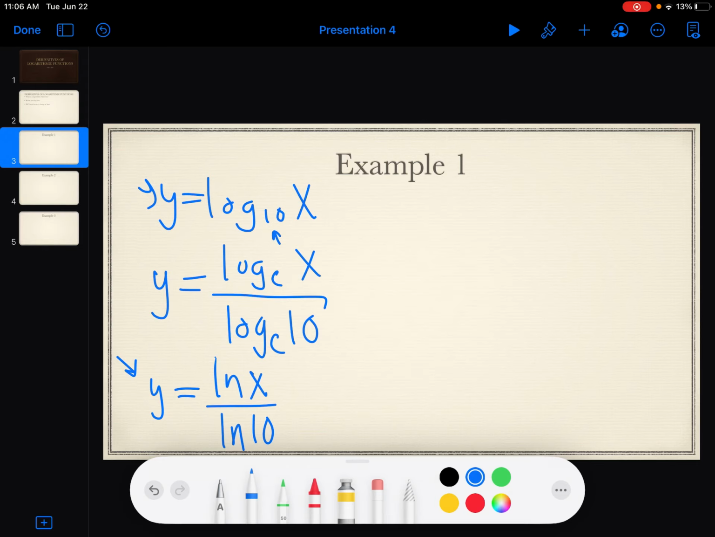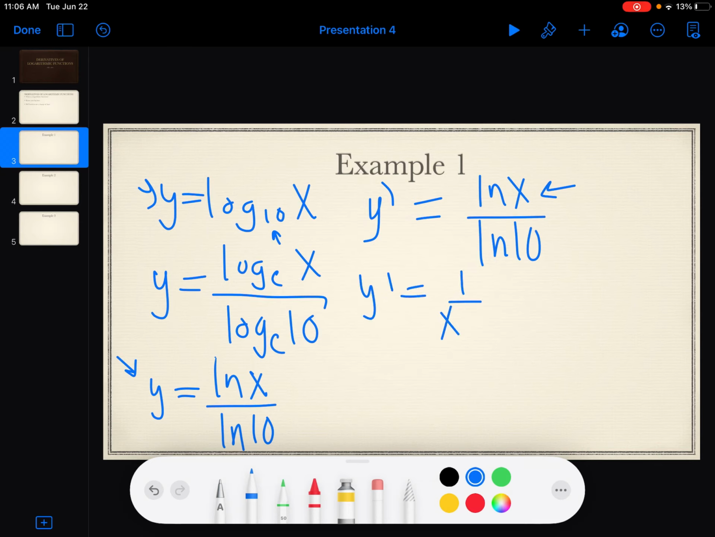Now let's take the derivative, and this is fairly easy now, because it's just ln x over ln 10, and ln 10 is just a constant. So taking the derivative of this, what do we get? We get 1 over x ln 10. Done. Because the derivative of ln x is 1 over x, and that's multiplied by 1 over ln 10. So that's pretty simple. Let's try a different one.